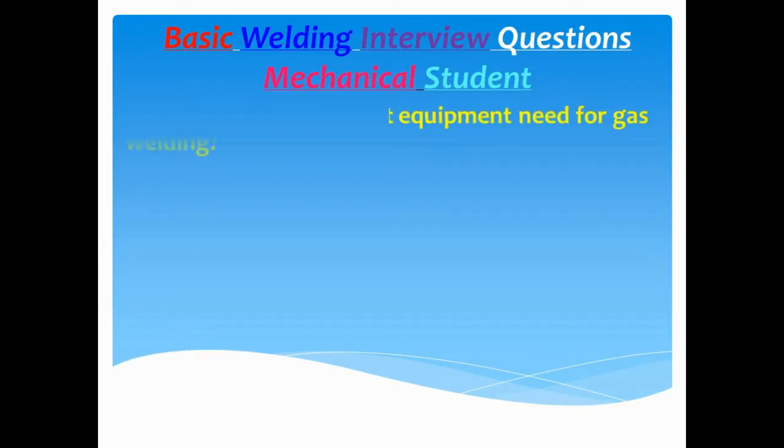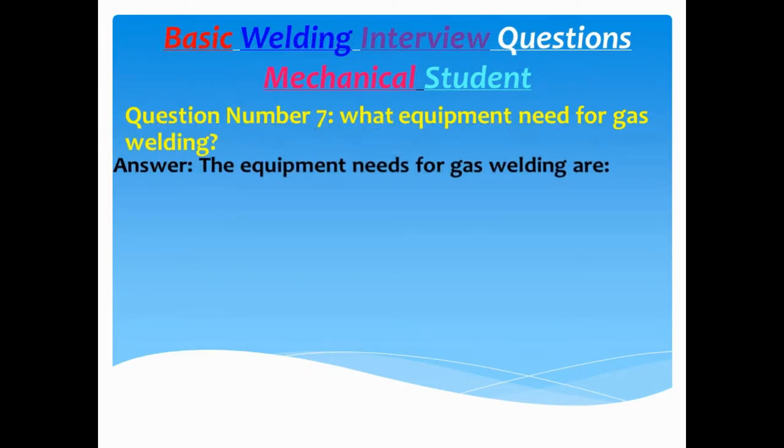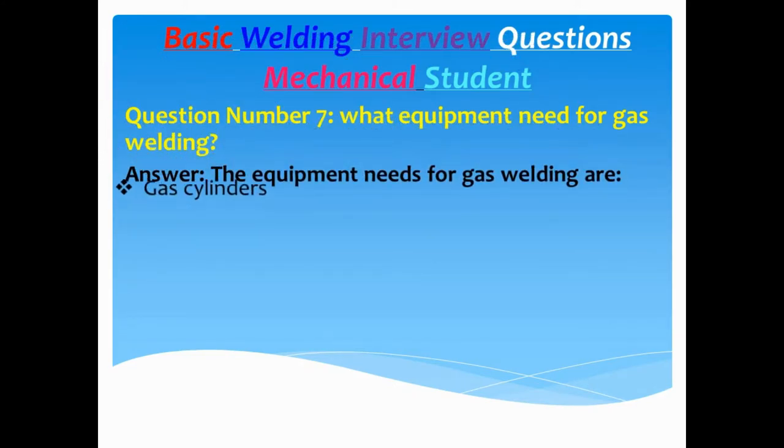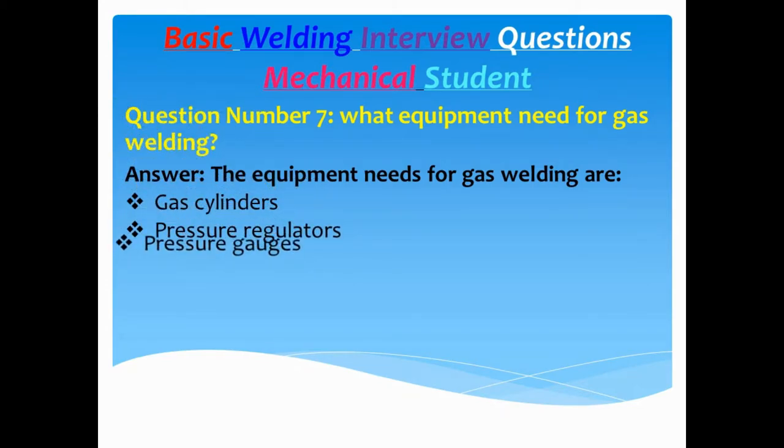Question number 7. What equipment is needed for gas welding? Answer. The equipment needed for gas welding are gas cylinders, pressure regulators, pressure gauges, hoses, welding torch.